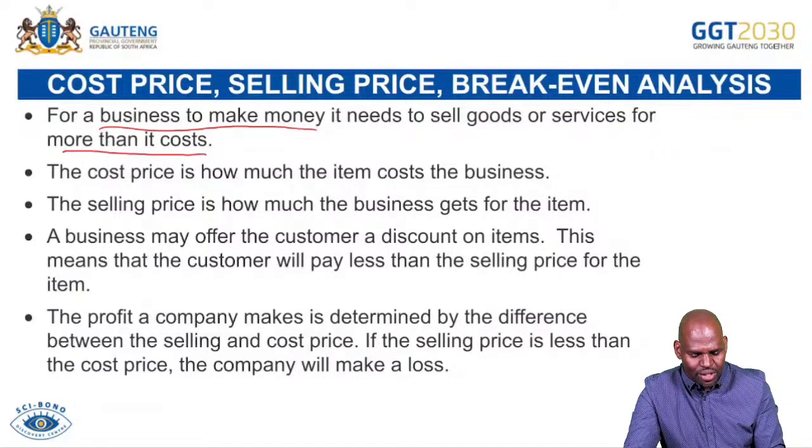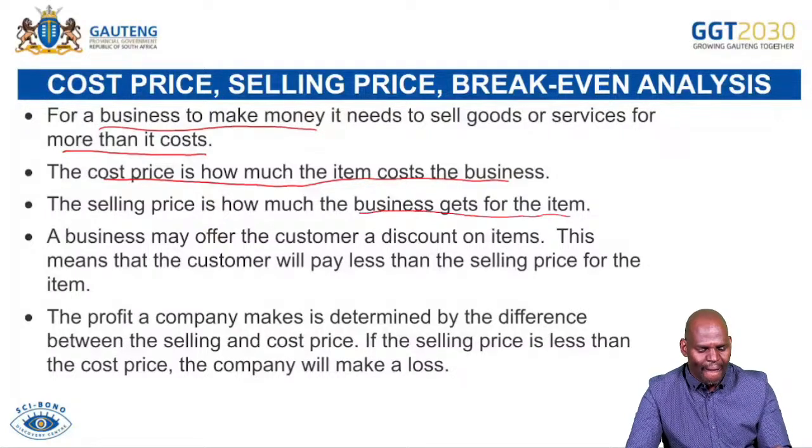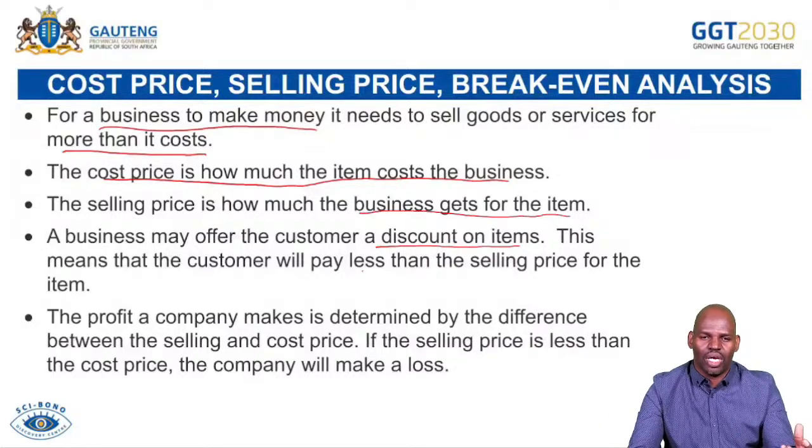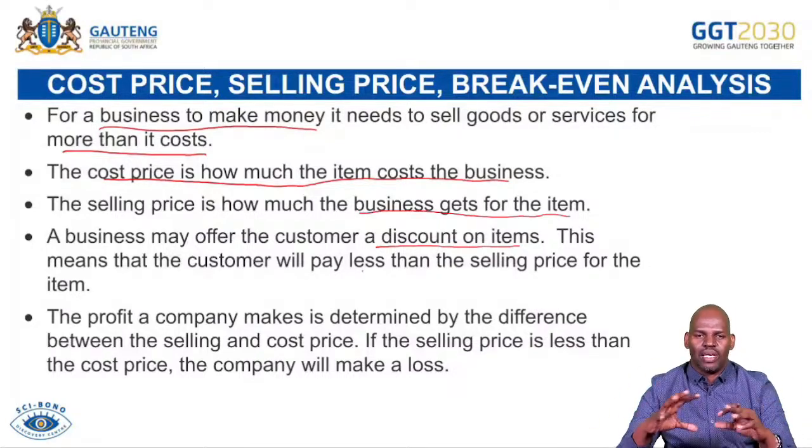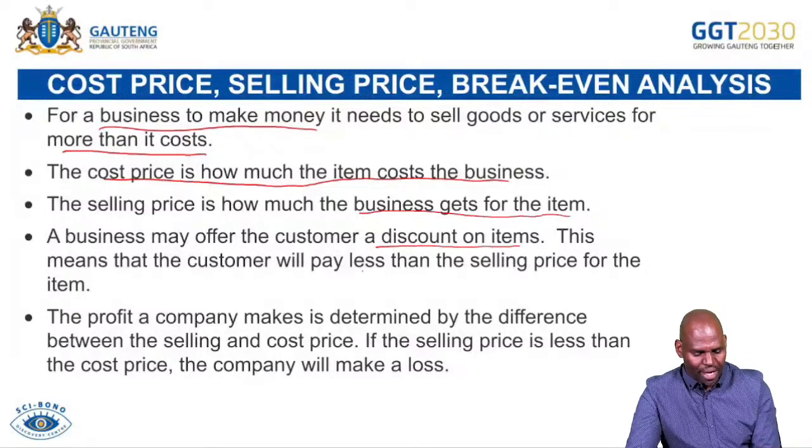The cost price is how much the item costs the business. The selling price is how much the business gets for the item. A business may offer the customer a discount on items. This means that the customer will pay less than the selling price for the item. So we all know that if they give you a discount, it simply means you are going to pay a little bit less than the original price.